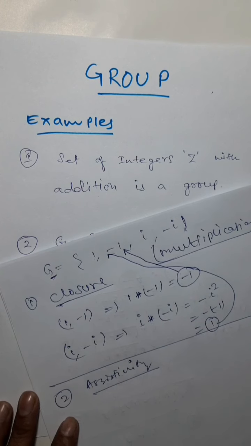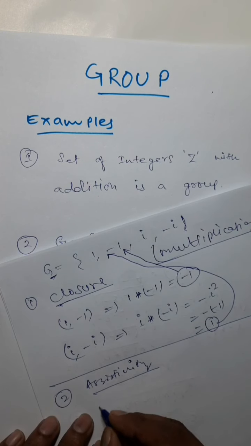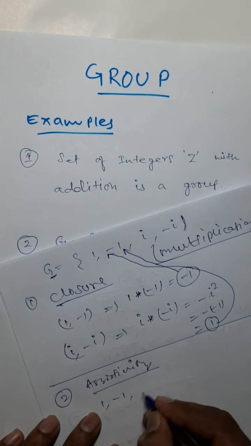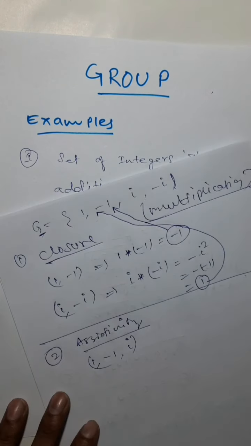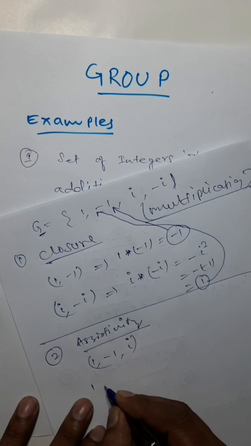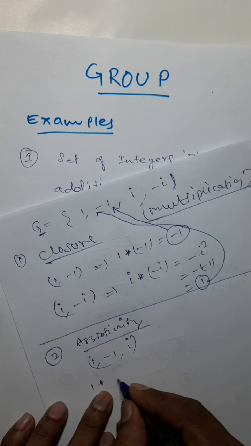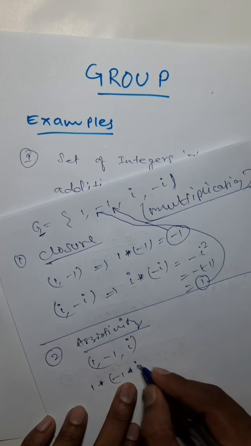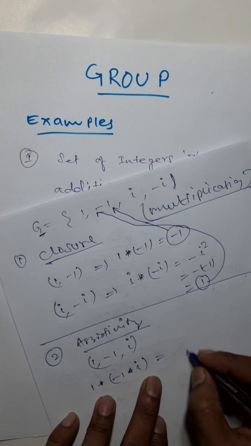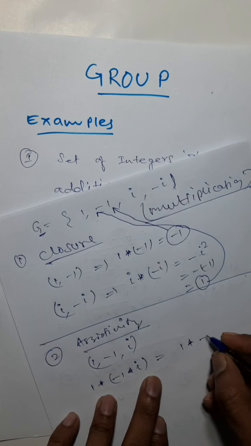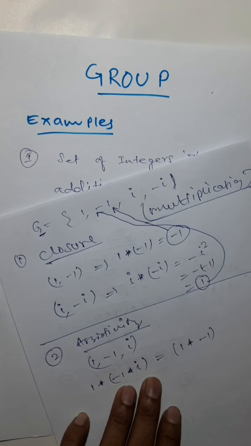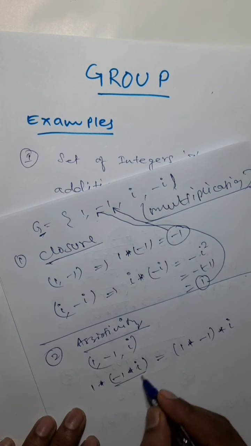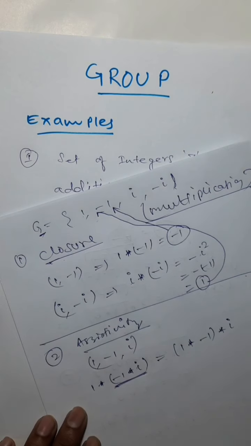Okay. Here consider any three elements. Let them be 1, -1, and I. These three elements, make them associate. 1 star -1, star I must be equal to 1 star -1, make an association here, then again star and I. Closed, this one is closed because we have already proved this.